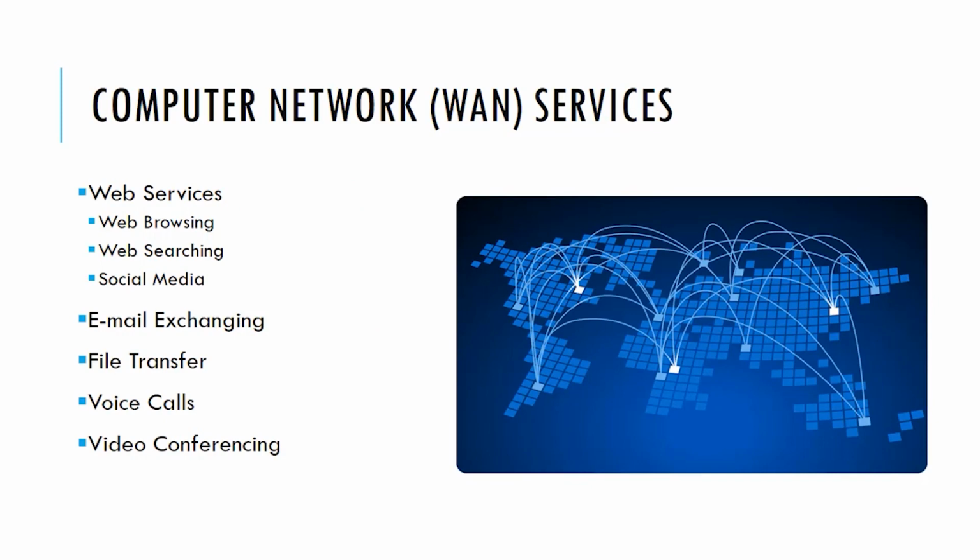The WAN services differ from the LAN services. The WAN services can be web service, which can allow for web browsing, web searching, or accessing social media. The WAN services can offer email services that can be exchanged among the users over a WAN. And let's recall here that the Internet is a WAN, the largest WAN.